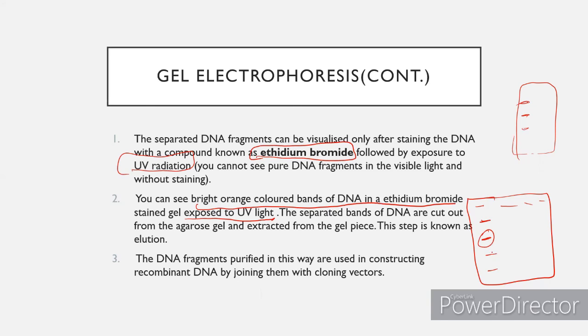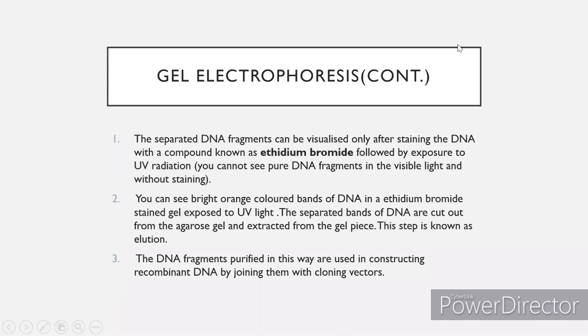Now the separated bands of DNA can be cut out from the agarose gel itself. This step is known as elution. So this can come for 3 marks or 2 marks. What do you mean by elution? So remember this: the separated bands of DNA are cut out from the agarose gel, and this is referred to as elution. The DNA fragments purified in this way are used in constructing recombinant DNA by joining them with cloning vectors.